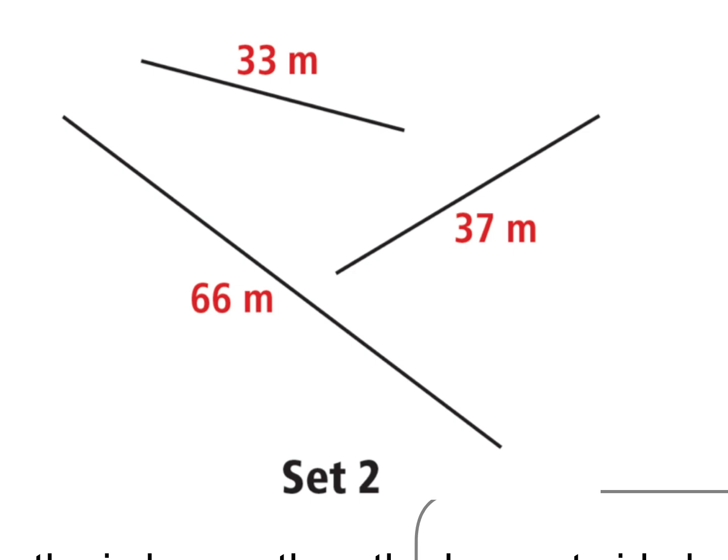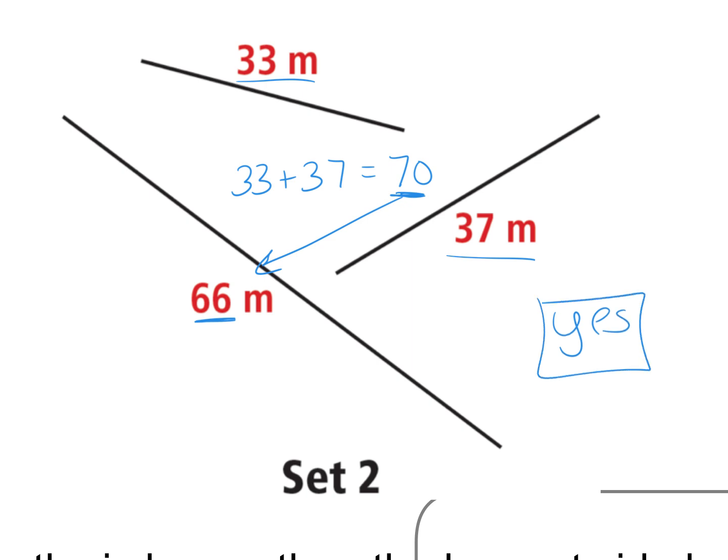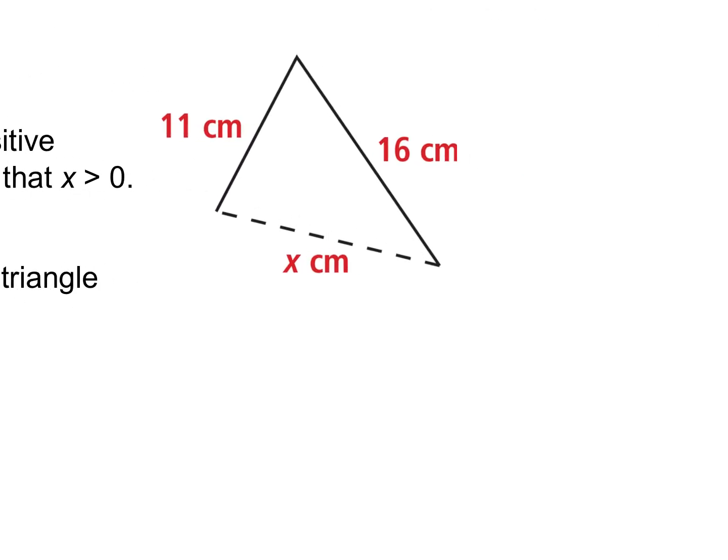Okay. Looking at this one right here. How do I figure out if these three sides can make a triangle? 33 plus 37. Yep. Take your smallest sides. 33 plus 37 is 70. What does this relationship have to be? Greater. This answer right here has to be greater than your biggest side. Is that true? Yes. So this can make a triangle. Okay. And that's the triangle inequality.